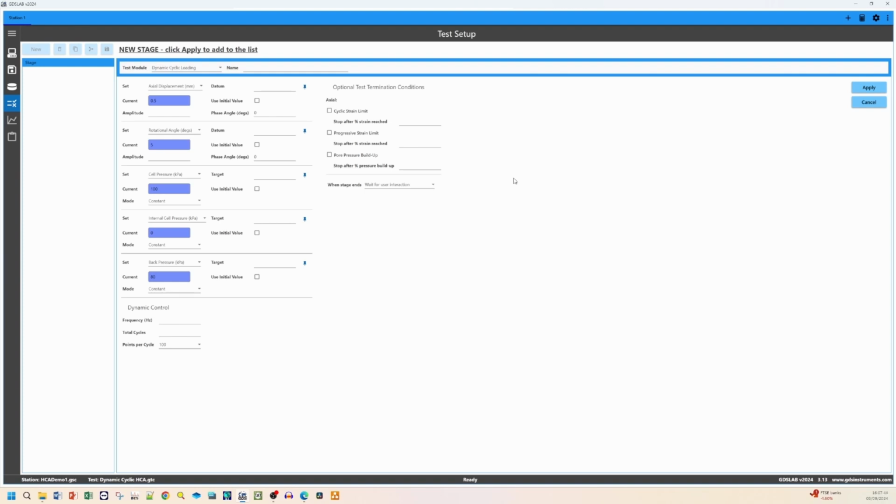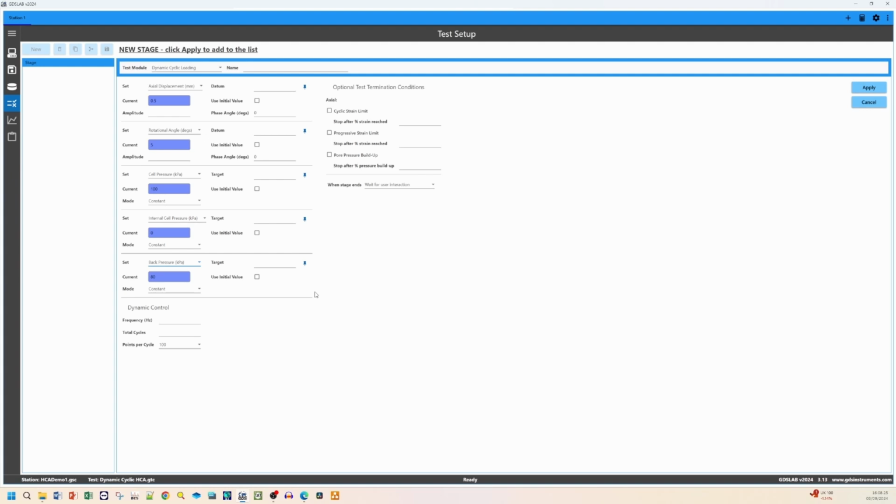Now the first one, you've got a vertical axis which controls the axial displacement and load. Then you've got rotational axis which controls the rotational angle and torque. Then you've got the cell pressure axis which controls the external cell pressure and volume. Then you've got inner cell pressure axis which controls the internal cell pressure and volume. Then you've got the back pressure axis which controls the back pressure.